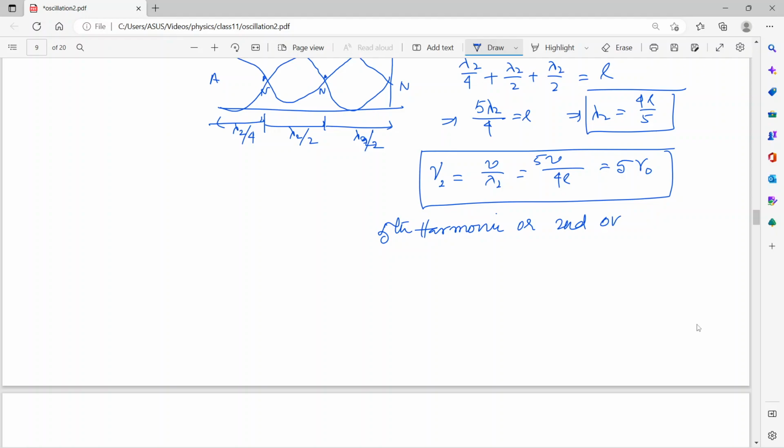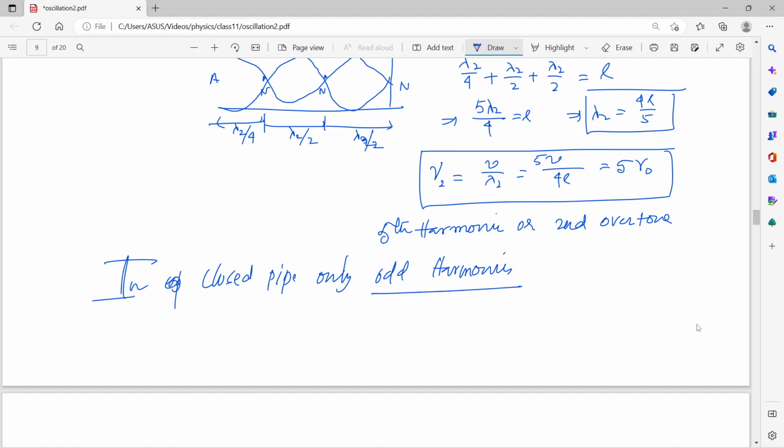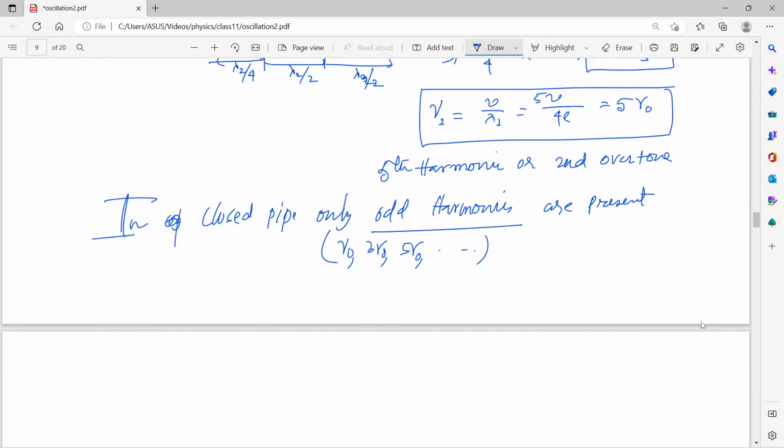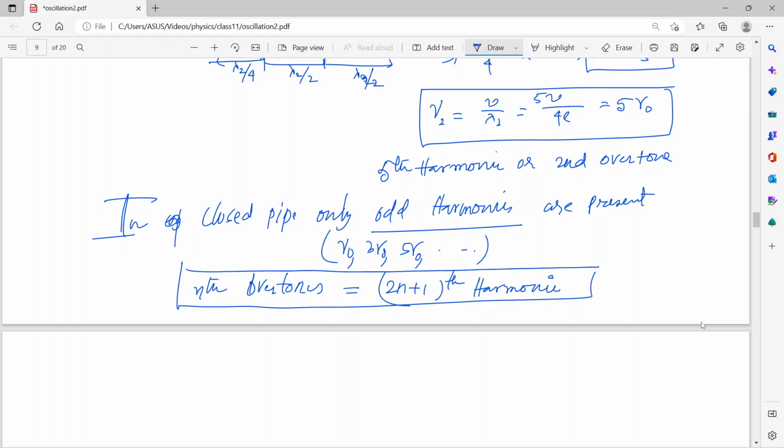or second overtone. That means the observation that we got in the closed pipe is that only odd harmonics are present, because we got mu naught, 3 mu naught, 5 mu naught, and so on. That means even harmonics are absent. So the nth overtone equals the (2n plus 1)th harmonic. Only odd harmonics are present.